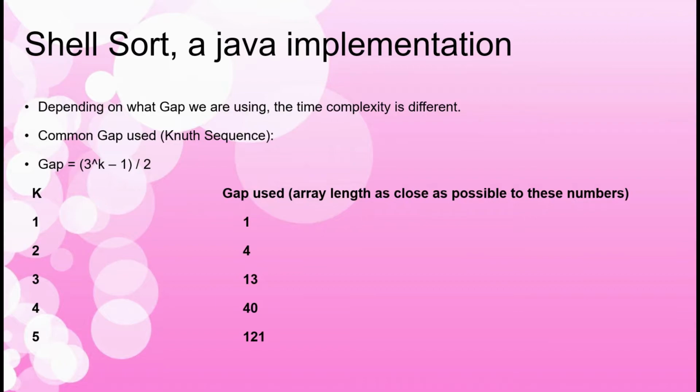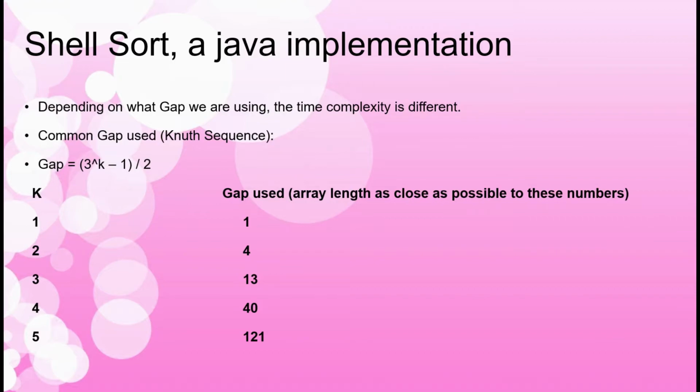So you can keep in mind what the gap that will be used will be. If you have an array close to the numbers on the right side, then you use the k, the value of k, from the left side. For example, if you have an array of 4 elements, then you will take the value of 2 for k. So you have 3 to the 2 minus 1 and then divide it by 2.